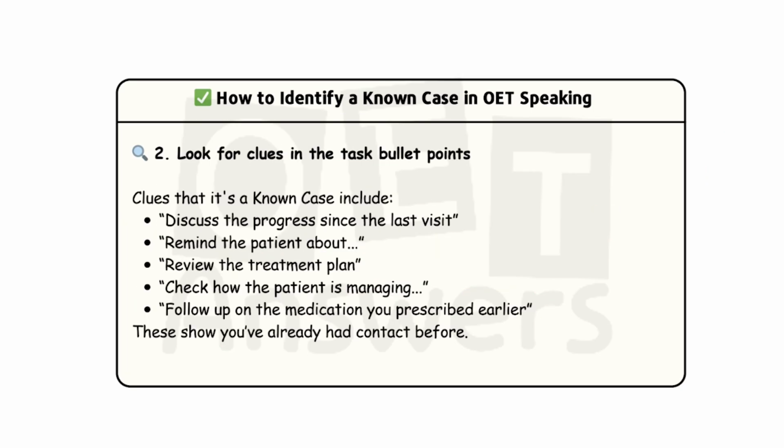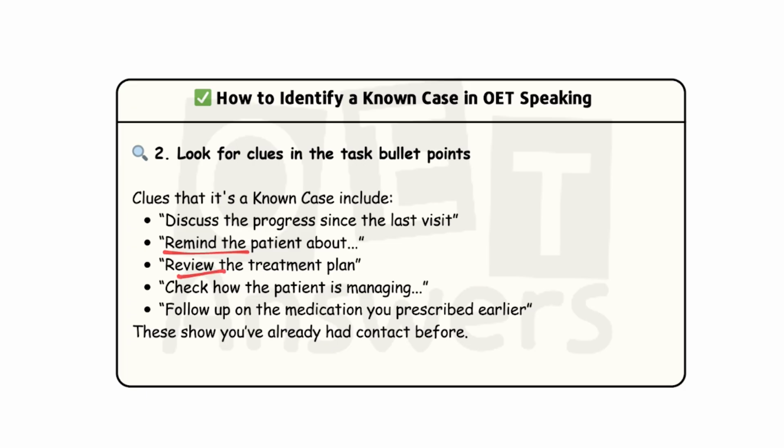The second one is to look for clues in the task and bullet points. Below the scenario you can see some bullet points, right? With the bullet points you can see the clues. The first clue that it is a known case: discuss the progress since last visit. Since last visit indicates a known case. Discuss the progress gives you a better idea. Remind the patient about: the word remind will help you identify it as a known case. Review the treatment plan: the word review.